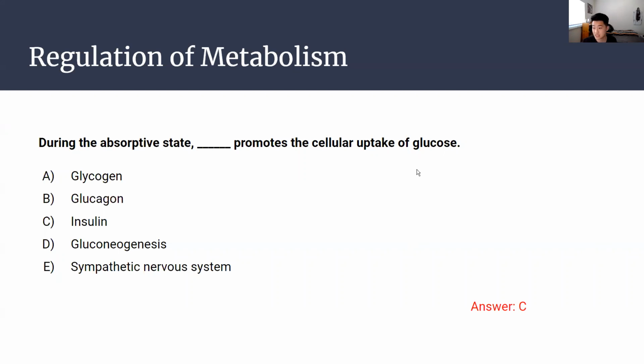So the correct answer is C. Insulin, right? Insulin is secreted when there is an increase in plasma concentration of glucose, right? And we don't want too much sugar in our blood. We don't want too much glucose in the blood. So insulin is secreted so that glucose can enter our cells, right? It promotes the cellular uptake of glucose, so there can be less glucose in our blood. We can't have too much sugar in our blood or else we have diabetes, right? So the correct answer is C.